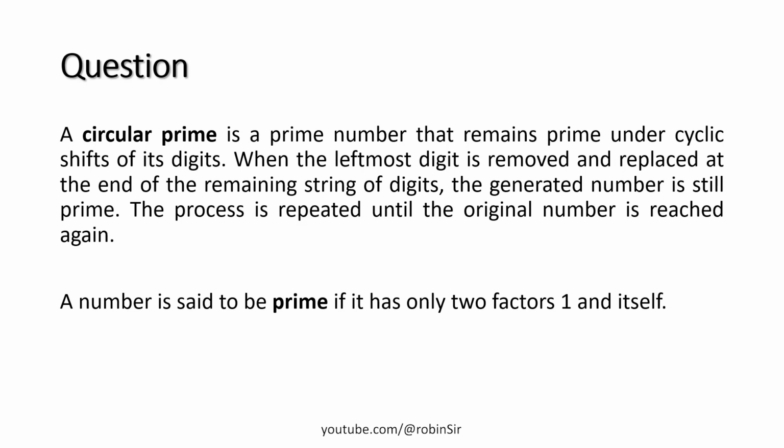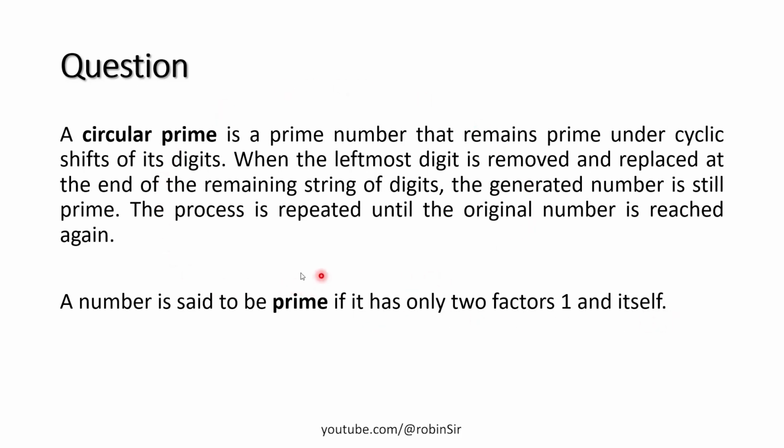According to the question, a circular prime is a prime number that remains prime under cyclic shifts of its digits. When the leftmost digit is removed and replaced at the end of the remaining string of digits, the generated number is still prime. The process is repeated until the original number is reached again. A number is said to be prime if it has only two factors, one and itself.